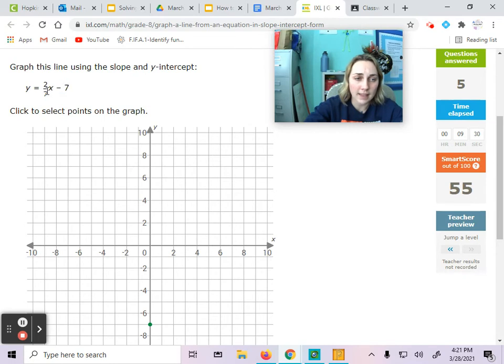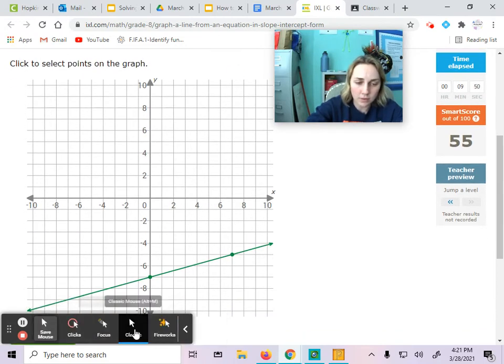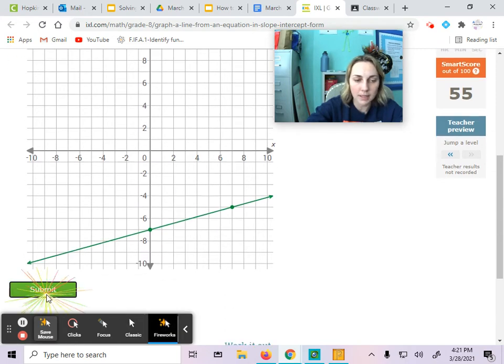All right, so I did that, and now I need to use my slope. My slope says I need to rise 2 times because that's my numerator. And after I rise 2 times, I'm going to run 7 times. So I'm going to rise 2 times: 1, 2. And I'm going to run 7 times: 1, 2, 3, 4, 5, 6, 7. Plot my second point. I'm going to do fireworks for this one for funsies and submit.